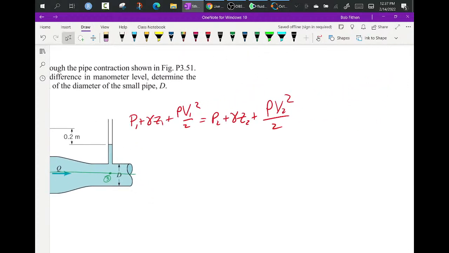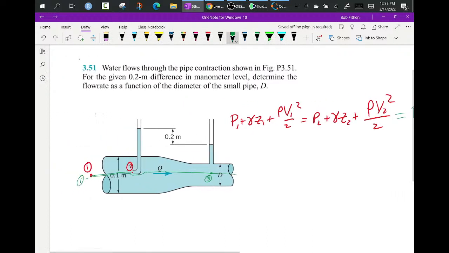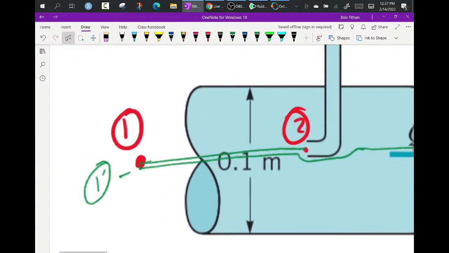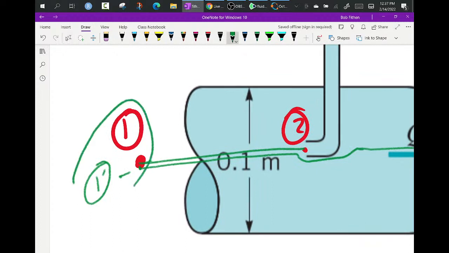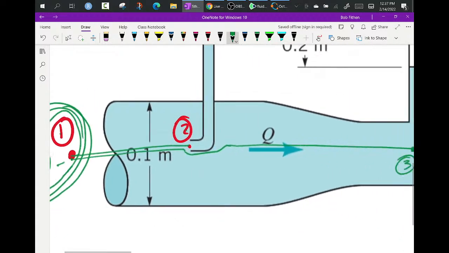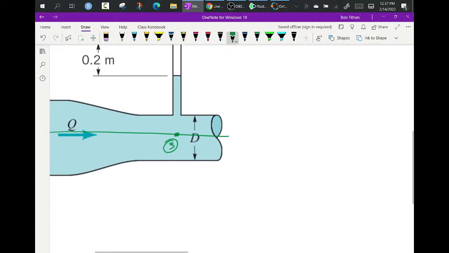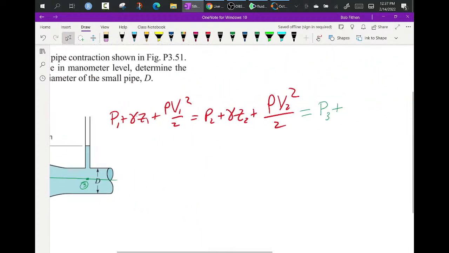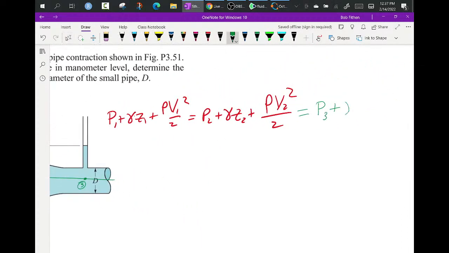Now, we can write Bernoulli between 1 and 3, not because Bernoulli says we can, but because these two are at the same energy level. 1 only goes to 2, 1 prime goes to 3, but the energy between these two is the same. It's a distinction that's often passed over in fluids that adds some confusion here. Okay, rho V3 squared over 2.